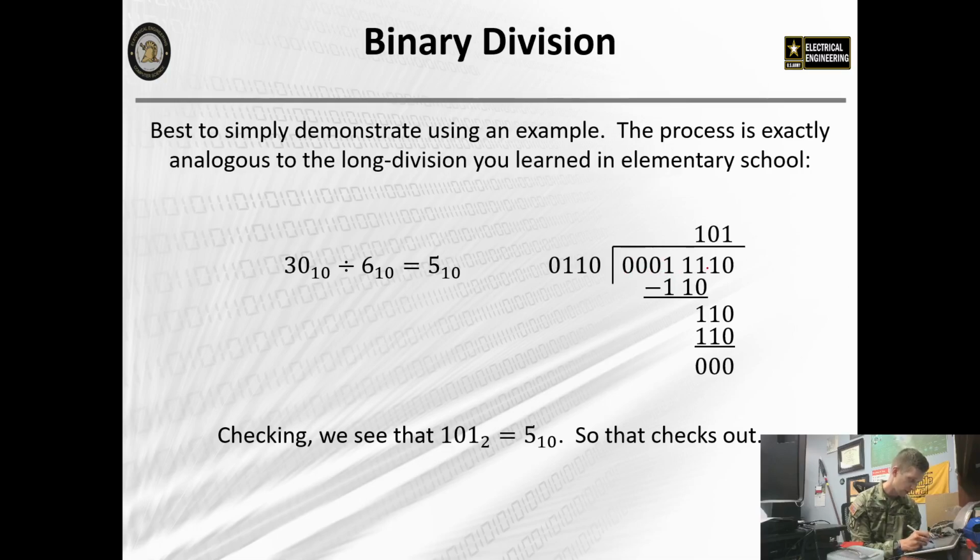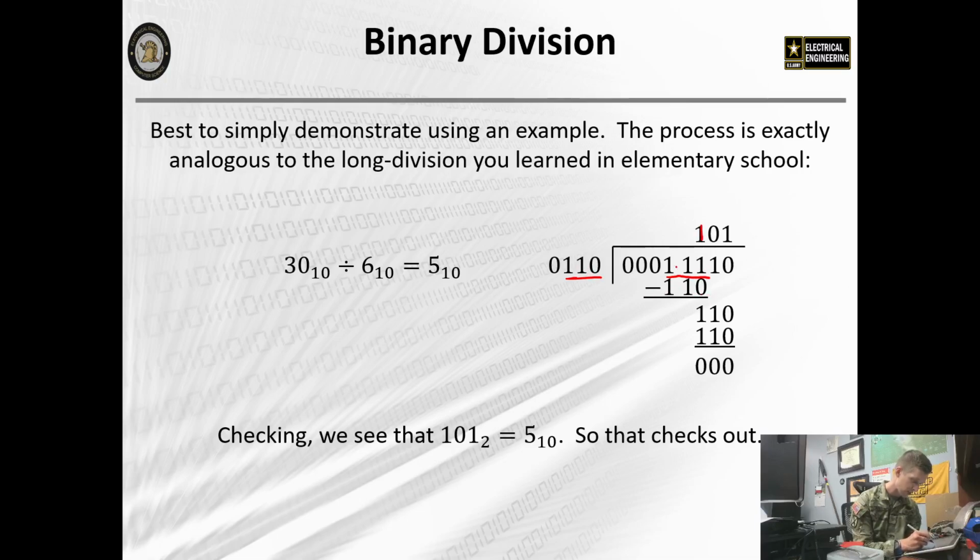It's not until I get here, I get 1, 1, 1. That is larger than the value I'm dividing into it. So I put a 1 here because I can fit one value in there. 1 times 110 is 110.